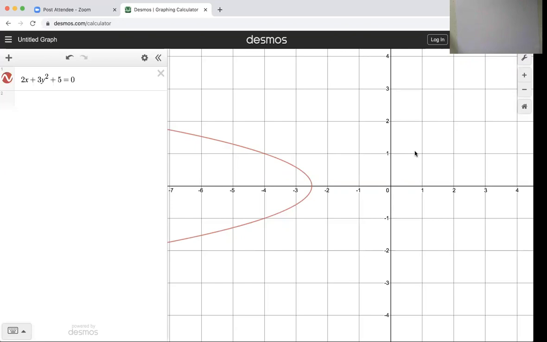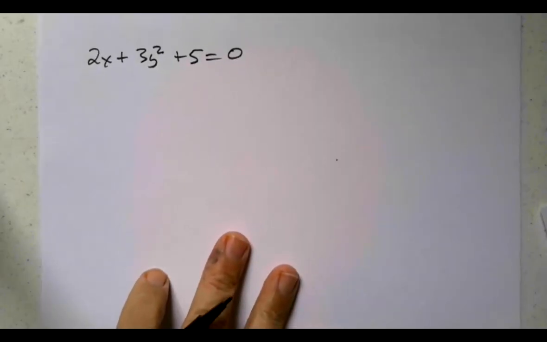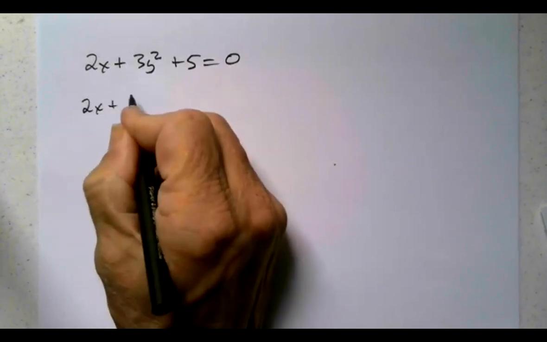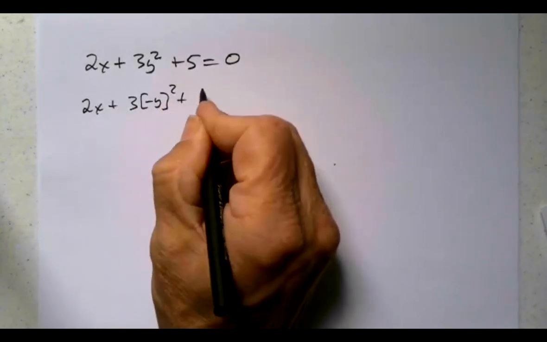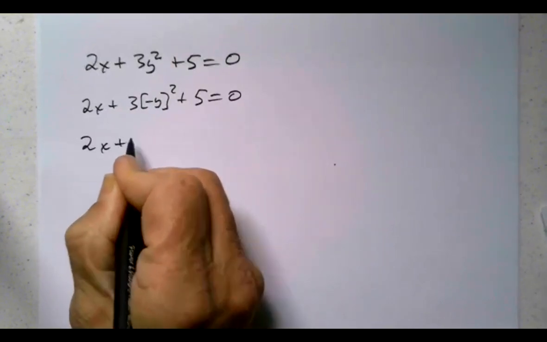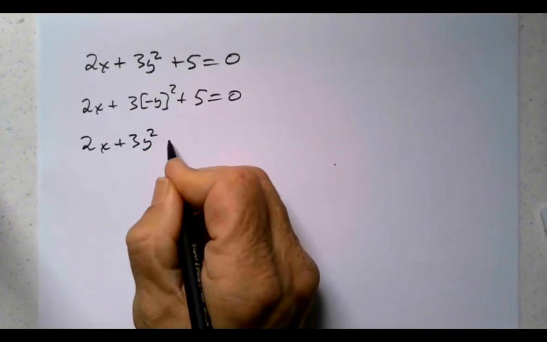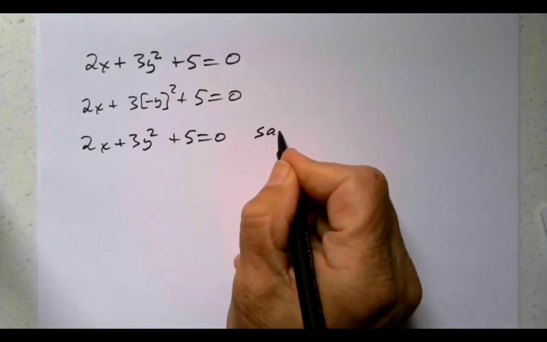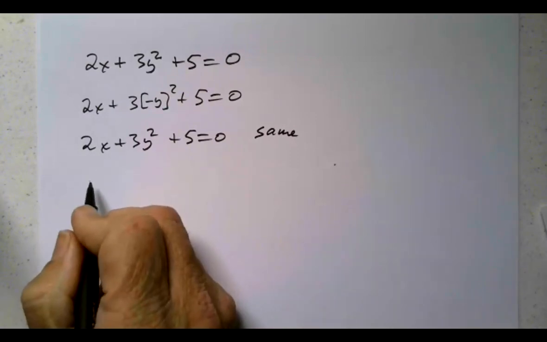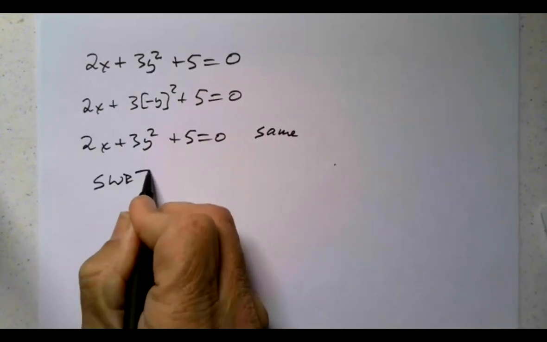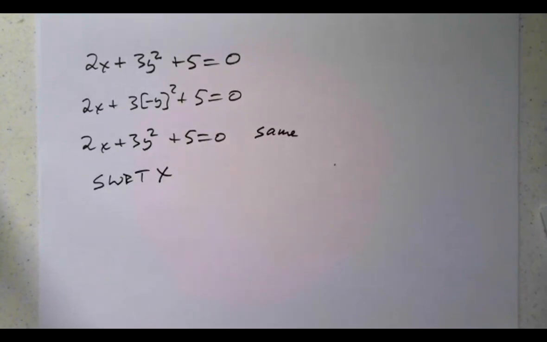We're looking at 2x plus 3y squared plus 5 equals 0. Replace y with negative y. So I get 2x plus 3y squared plus 5 equals 0, same. So this graph is symmetric with respect to the x-axis. Replace y with negative y, and you get that. There is one other case for us to look at.